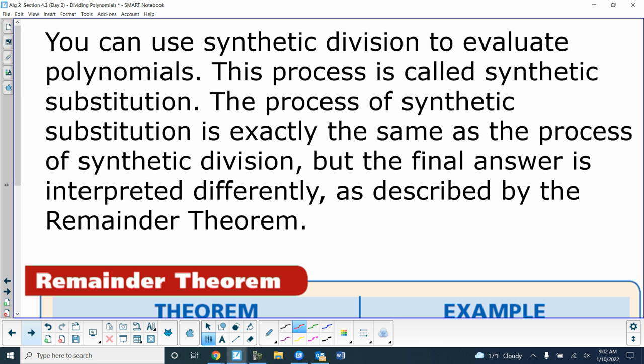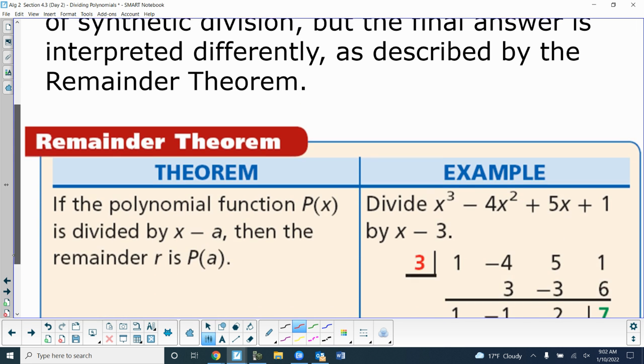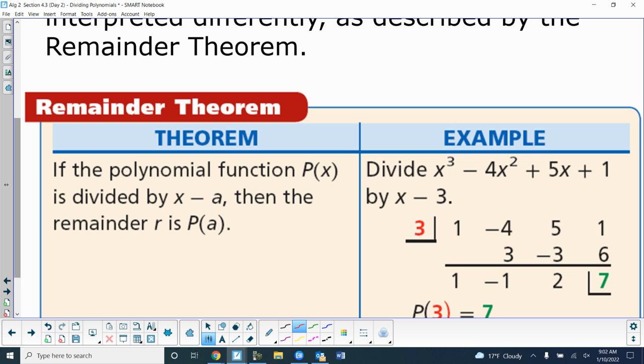Okay? It says you can use synthetic division to evaluate polynomials. This process is called synthetic substitution. The process of synthetic substitution is exactly the same as the process of synthetic division. So you're just doing synthetic division, but the final answer is interpreted differently, as described by the remainder theorem. If the polynomial function p is divided by x minus a, then the remainder r is p of a.